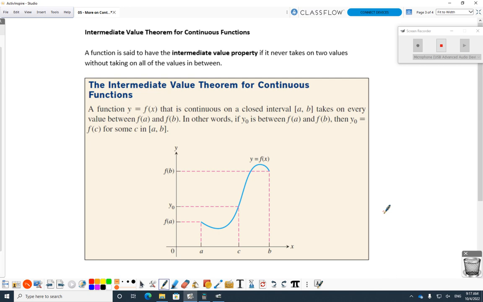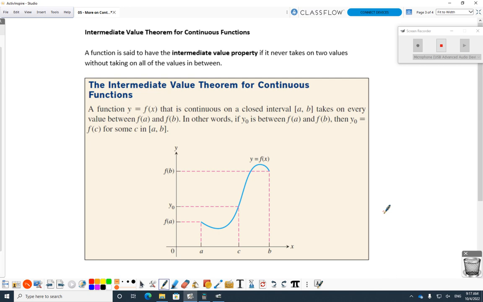If you want to go from 2 to 7 and you're continuous, you've got to touch every number between 2 and 7. So a function y equals f of x that is continuous, see, this is what I was talking about. Like a whole bunch of stuff we're going to do the next little while. It's going to say, well, as long as you're continuous, this is true. So we got to know about continuity. On a closed interval, it takes on every value between f at a and f at b.